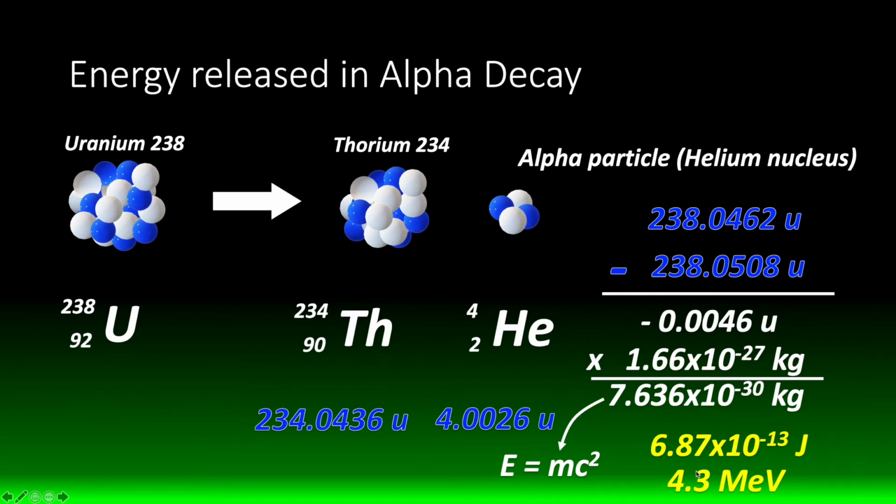We convert it into electron volts, and we get 4.3 mega electron volts for just one of these decays. So if we had a lot of uranium nuclei decaying, we're getting a lot of energy. Lots of energy comes from changes in the nucleus. And we'll see that even more looking at fission and fusion in the next lesson.